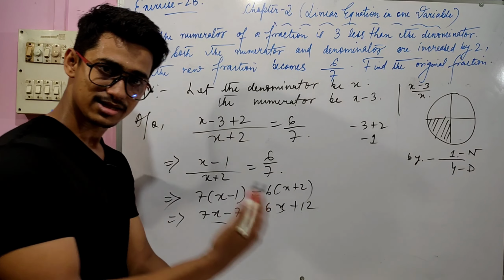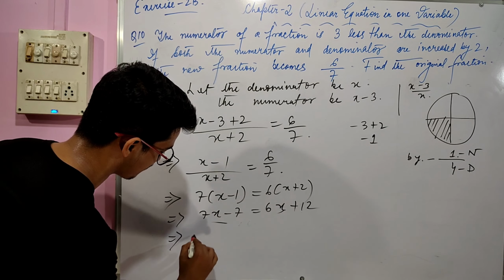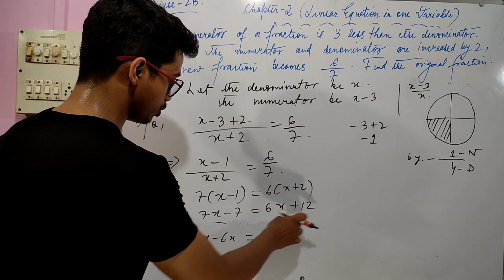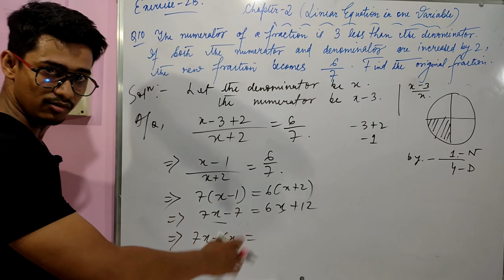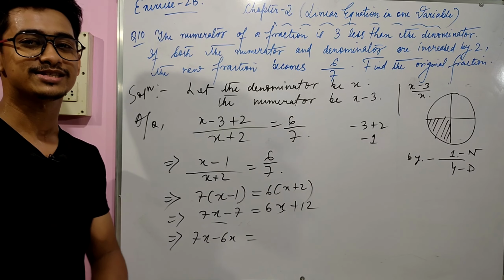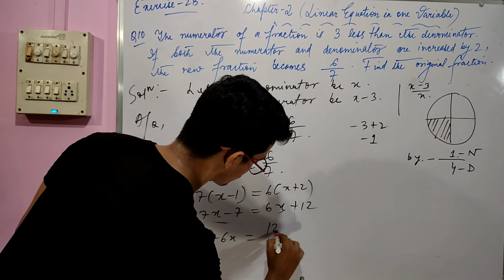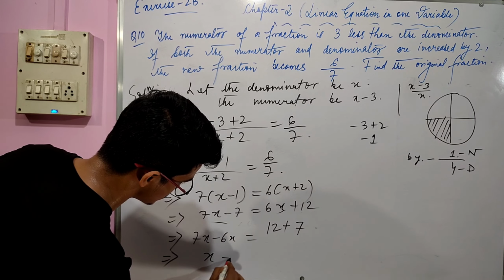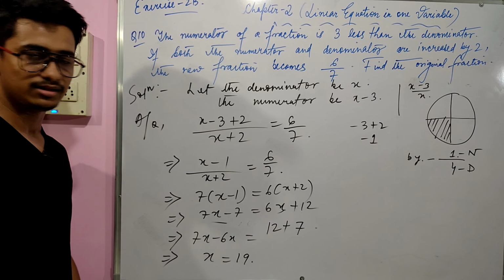Like terms are 7x and 6x, let's shift this 6x to the left hand side. That is 7x minus 6x equal to, and the constant parts are 12 and 7. Now here the minus sign is there. When it goes towards the right hand side, what is going to happen? It becomes plus. So that is 12 plus 7. So the answer will be x equal to 19. 12 plus 7 is 19.